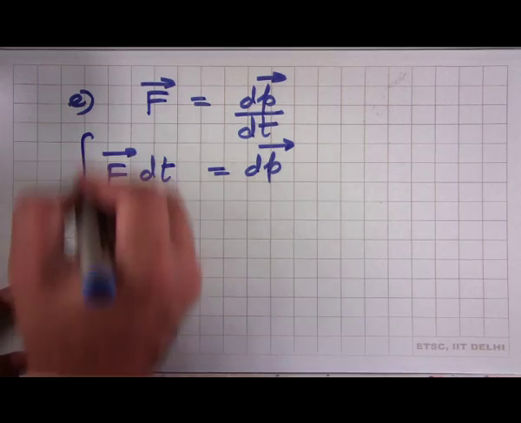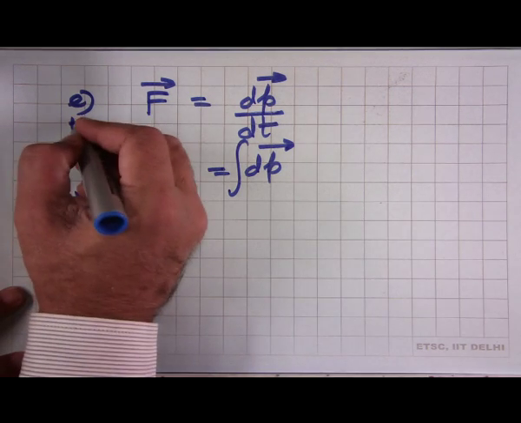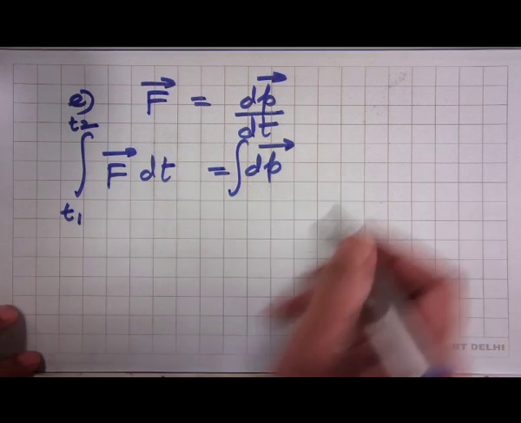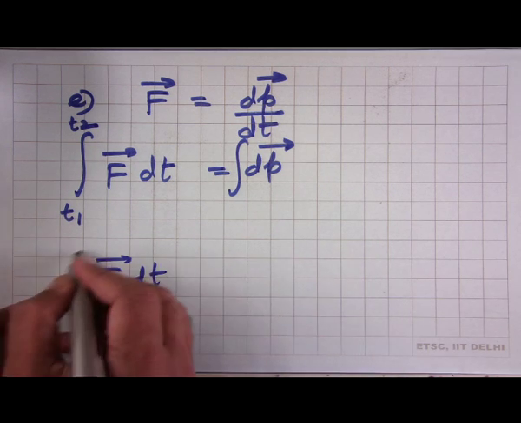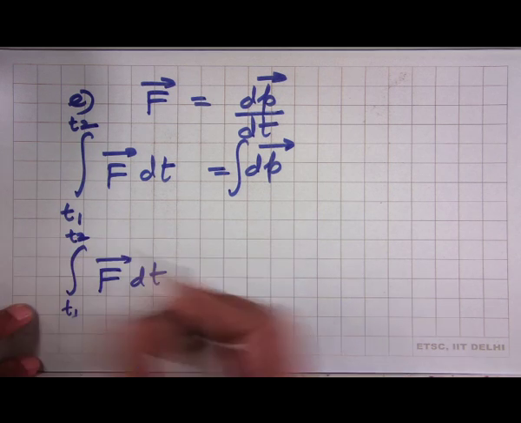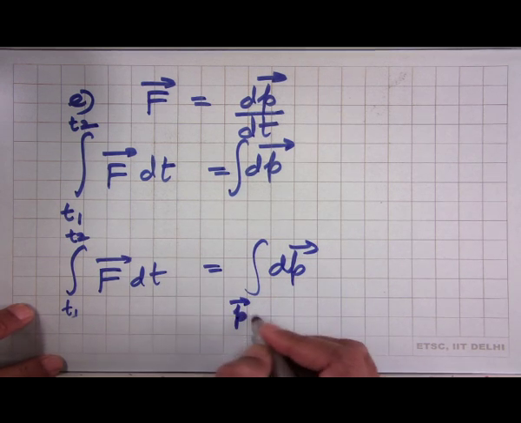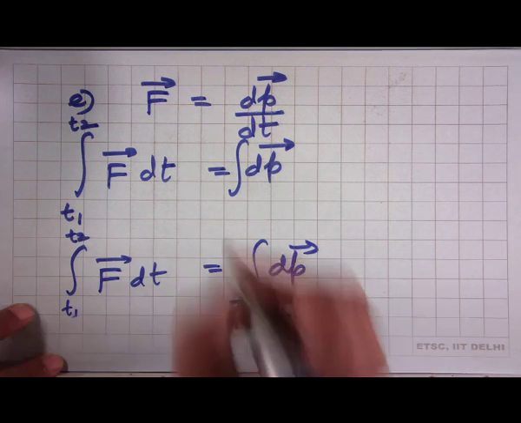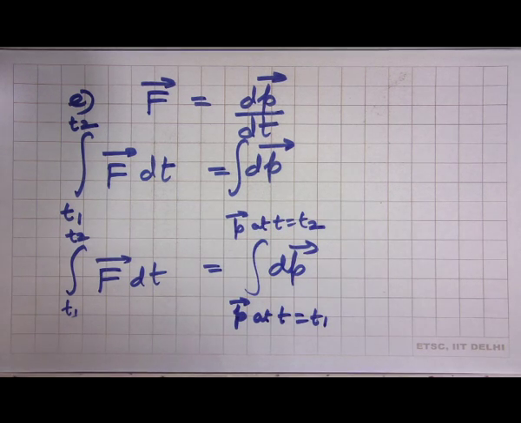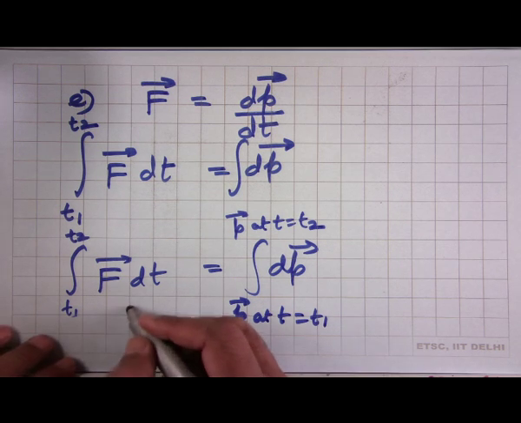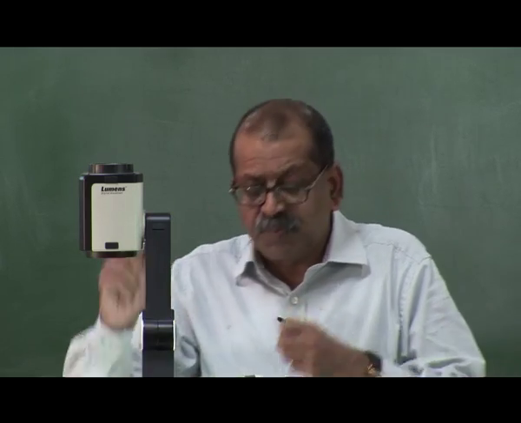And now, if we integrate, on the left hand side we are integrating with respect to time. So, let us say we integrate from time t1 to t2, and on the right hand side we have dp. So, let us do it again: integral f dt, we integrate this from time t1 to t2, and this is equal to dp. So, this will be momentum at time t equal to t1, and this will be momentum at time t equal to t2, and we have a special name for this quantity, integral f dt, which means we integrate the force with respect to time.